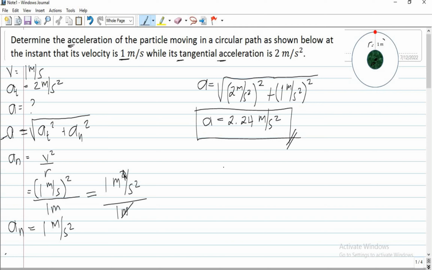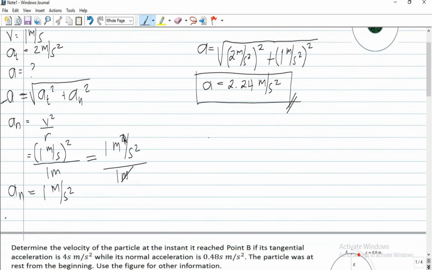Again, kindly double check all the values I am inputting here. Baka may mali ako sa pinindot ko. Kindly press also enter these values in your calculator and double check my answer. So my acceleration is equal to 2.24 meter per second squared.